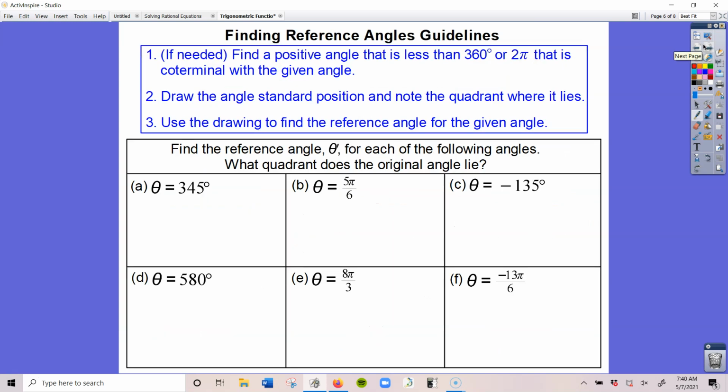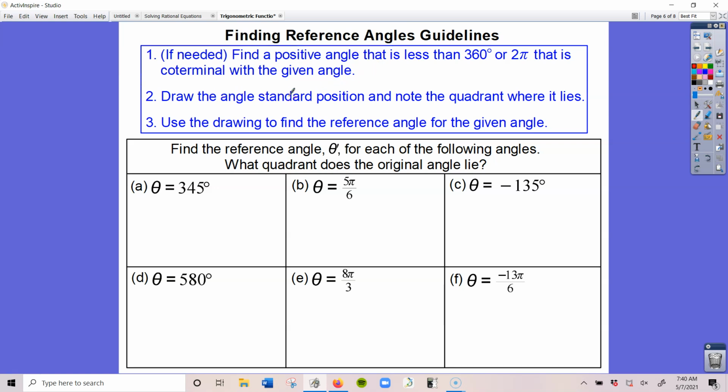So let's just do that. Let's figure out the reference angle. And then we're going to figure out what quadrant the original angle lies in. So the first thing that we would need to do is to find a positive angle that is less than 360 or 2 pi that is coterminal with the given angle. That's always going to be your first step.